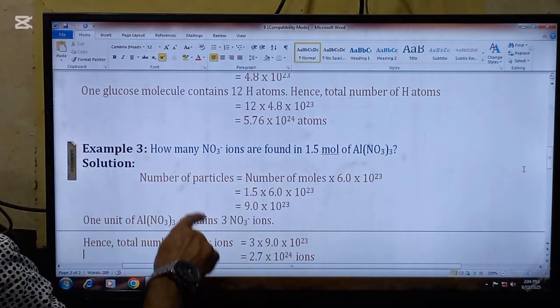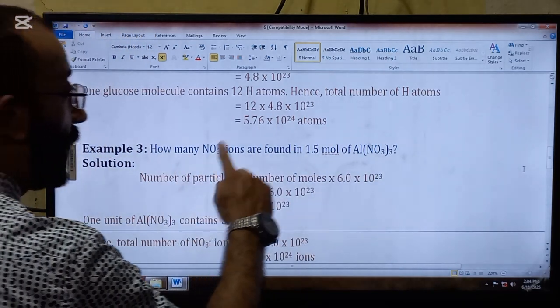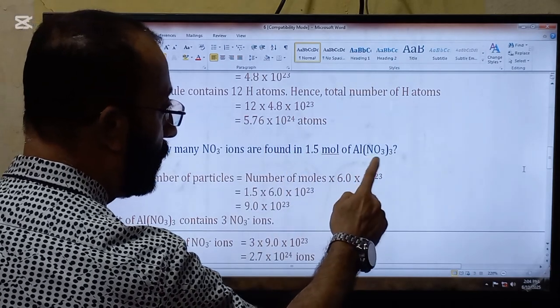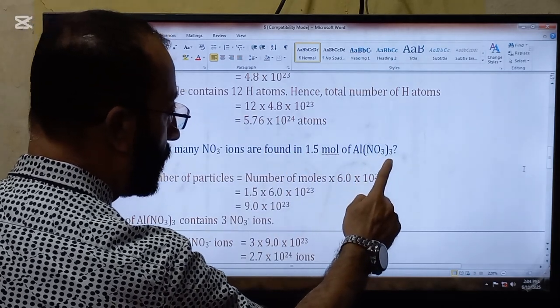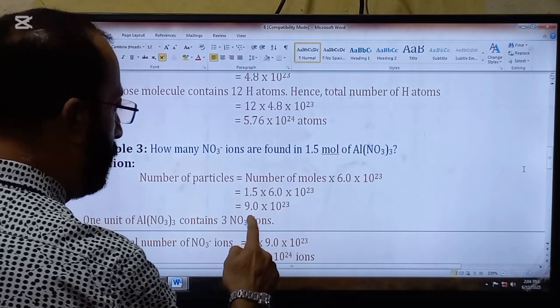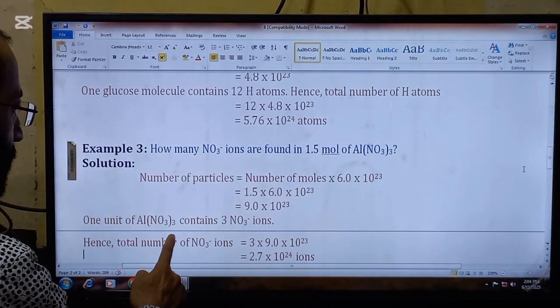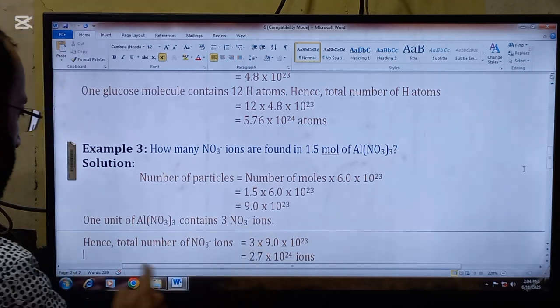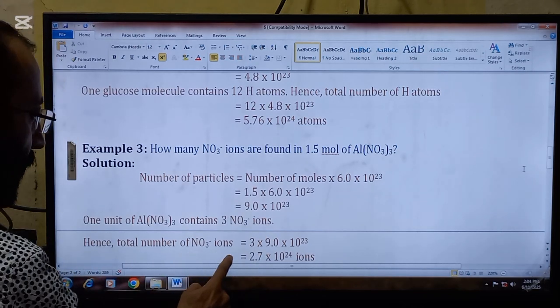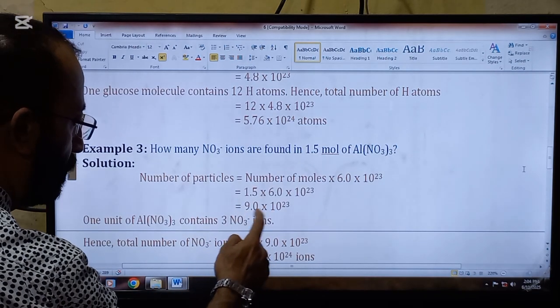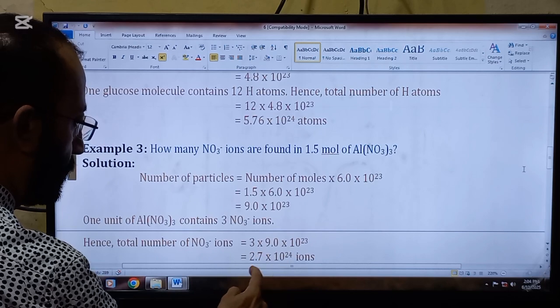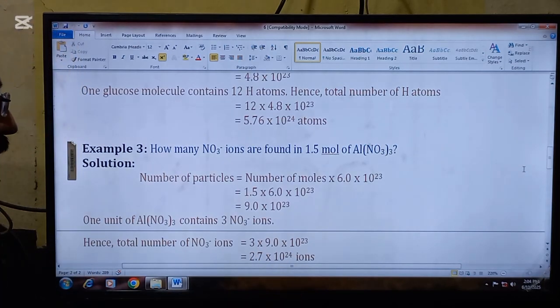So now we are required to find the number of the nitrate ions in the full molecule. So look now, there are 3 nitrate ions. So now 3 will be multiplied with this one. So look now, 1 unit of the aluminum nitrate contains 3 nitrate ions. So hence the total number of the nitrate ions will be equal to 3 multiplied with this number. So this is the answer.